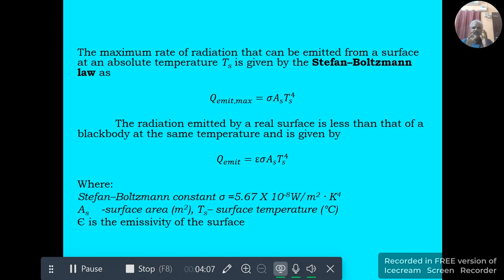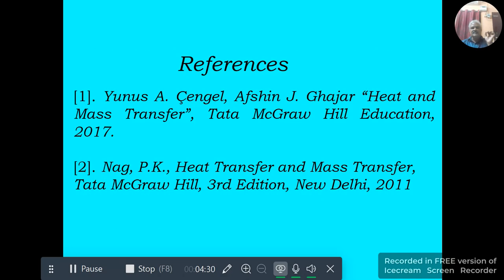For a real surface, the maximum rate of radiation is found by the following equation, σAT⁴ multiplied by ε, which is the emissivity of the surface. The emissivity of a surface is defined as the emissive power of a real surface to the emissive power of a black surface.